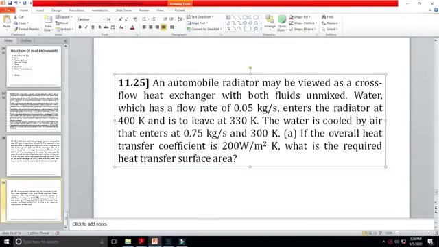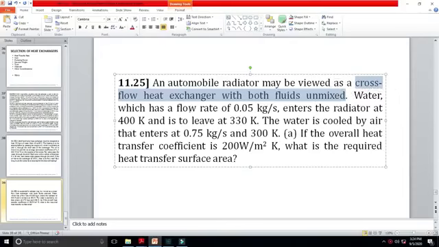Let's take the next problem, which is 11-25 of our book. It says an automobile radiator may be viewed as a cross-flow heat exchanger with both fluids unmixed. So as we know, a radiator has got two fluids. One is the water and the other one is the air.